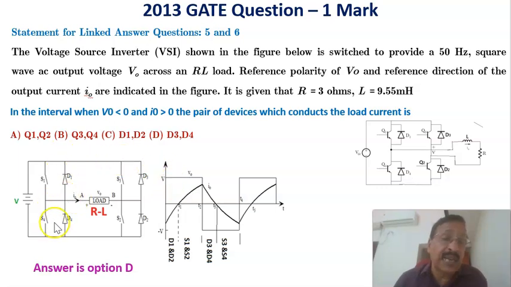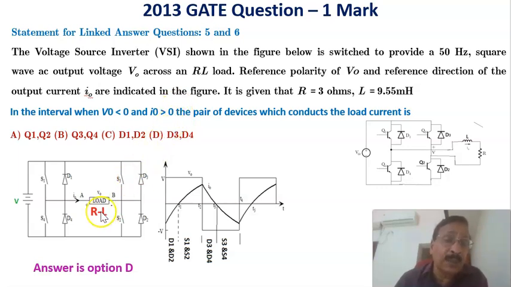Therefore, the question is that under this condition, when the output voltage is negative as well as the output current is positive, positive output voltage means plus here and minus here. But since it is negative, it becomes minus here and plus there. Second, I0 is more than 0.